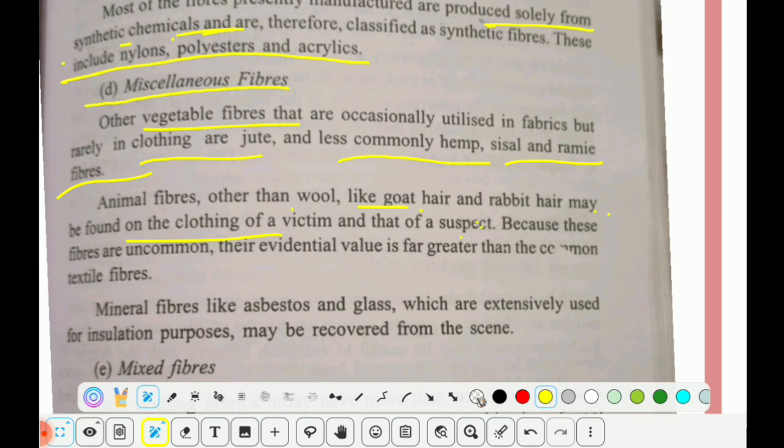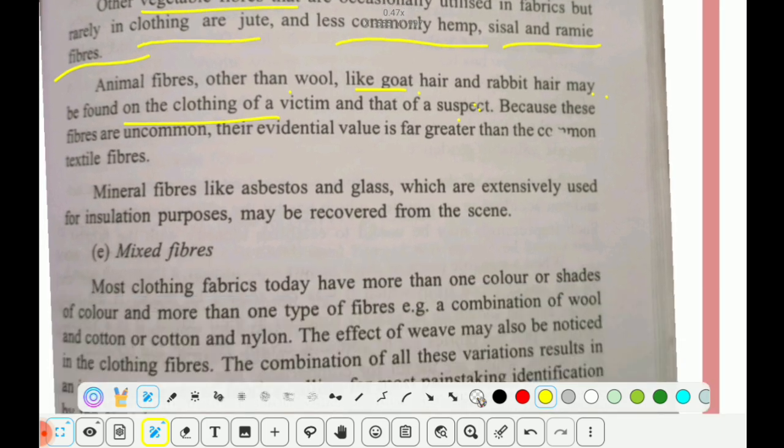Then mineral fibers are also there, like asbestos and glass. They are obtained from minerals. Do you think glass is obtained from plant or animal? No, it is not. So they fall in this category.